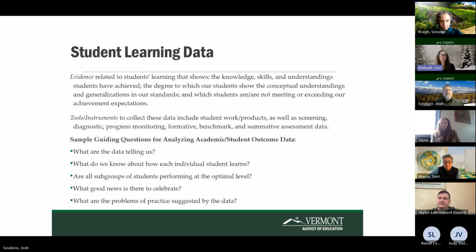And some of the questions these data could answer include: what do we know about each individual and how they learn? What are the data telling us overall about our grade level or school? Are subgroups performing at optimal levels? And what trends and patterns are we observing for all students in each of the subgroups? And what good news is there to celebrate? So where are there assets? And then what are the challenges suggested by the data?